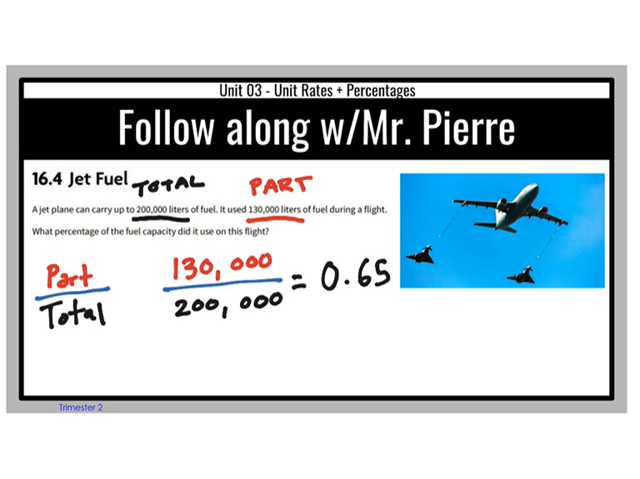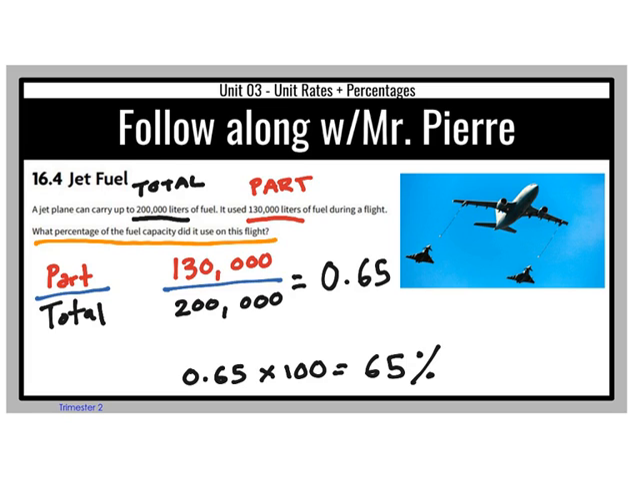And now that we have this decimal, how do we convert a decimal into a percent? Well, percent means out of 100, so we're going to take our decimal and multiply it times 100. We end up with 65, and this is going to be our percent. So what percent of the fuel capacity did it use during its flight? Well, it used 65%.